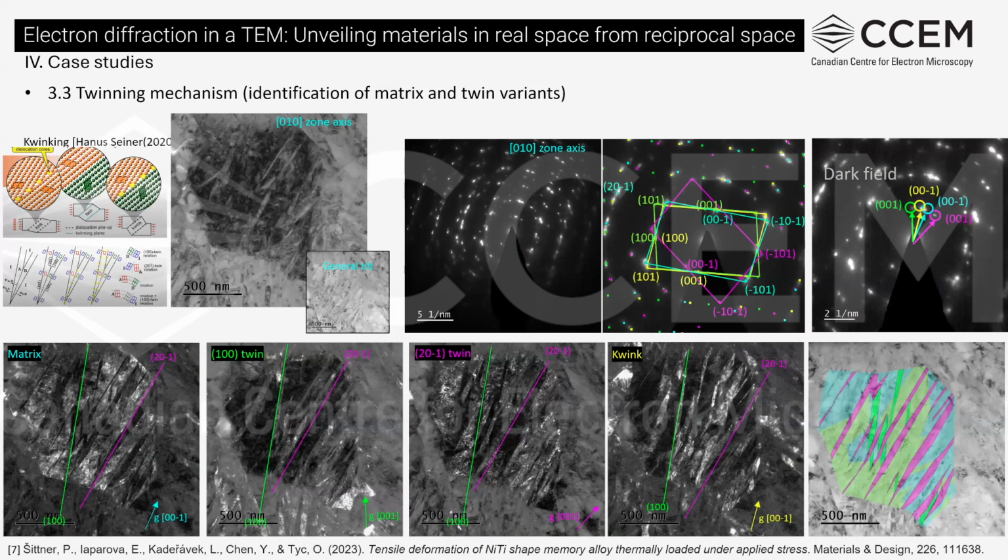The previous example shows how indexation can feed the calculation and simulation to prompt the development of mechanisms. Here we have an example to show how electron diffraction can prove the hypothesis of a mechanism. For example, in 2020, Mrs. Hanush Steiner, who has been working on theoretical and applied mechanics, put forward a mechanism called quicking, which is a combination of twinning and kinking.